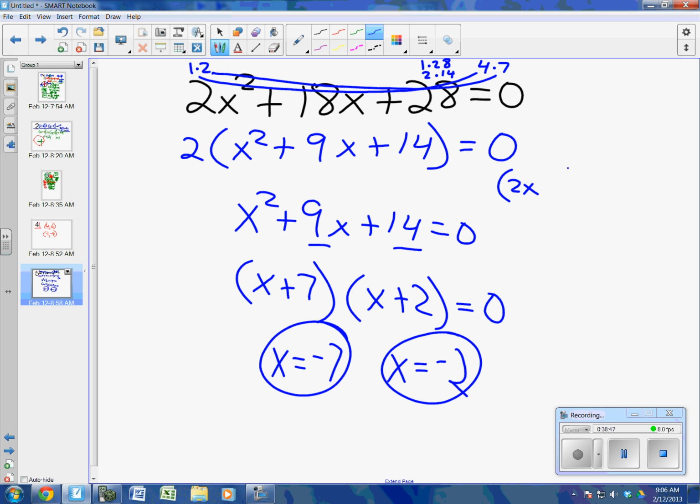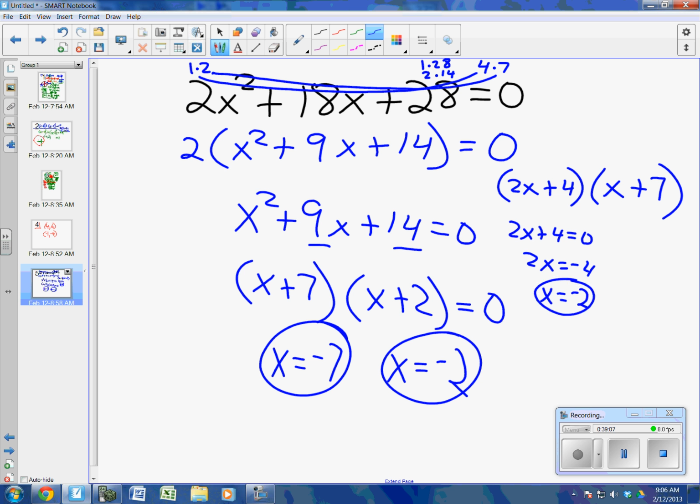I'm going to have a 2x and a 1x, and I multiply the 7 by 2, so it has to be in the opposite position as the 2. I would write those 2 equations. I would set 2x plus 4 equal to 0, subtract 4, divide by 2, and get one answer. On the other one, I would get x equals -7. So there I have -2 and -7. That's another way you can do it, although I think it's easier if you can factor a number out first, like 2.